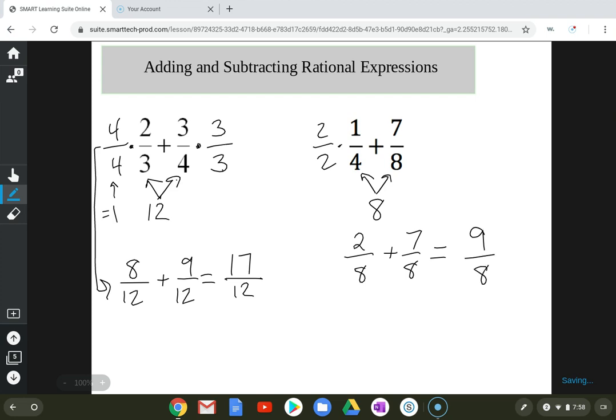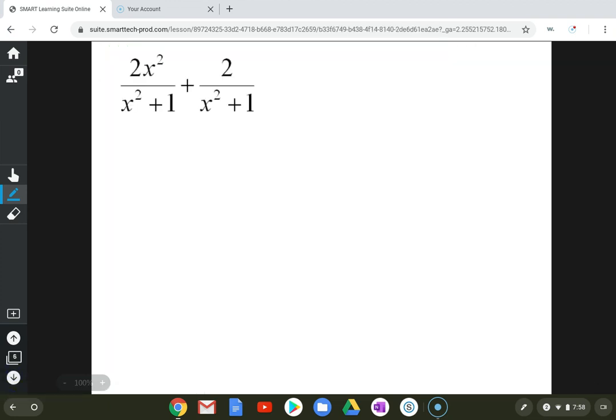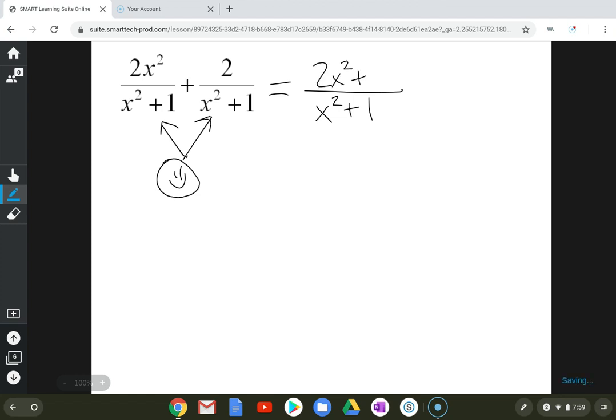All right, so a little practice on least common denominators. Let's carry it into what we're doing right now. So for this fraction, the denominator is x squared plus 1. These two match, which means we don't have to do anything. We can go ahead and just combine. When you're adding fractions, the denominators don't get added. They're the same. They just come along. I have 2x squared over x squared plus 1 plus 2 over x squared plus 1, which gives me 2x squared plus 2 over x squared plus 1.